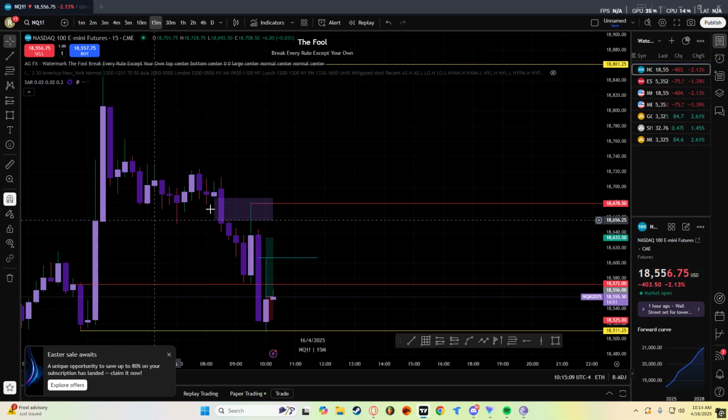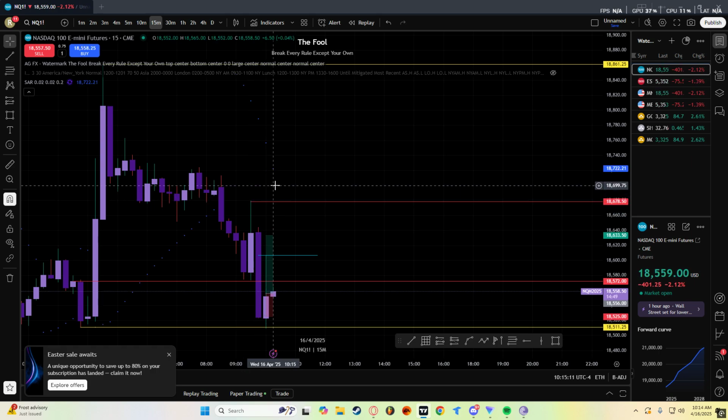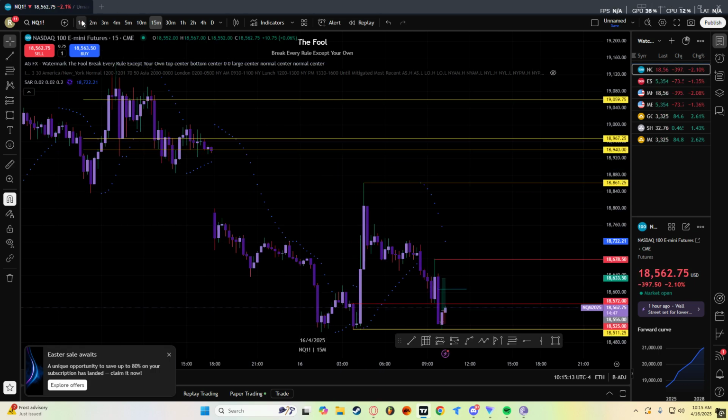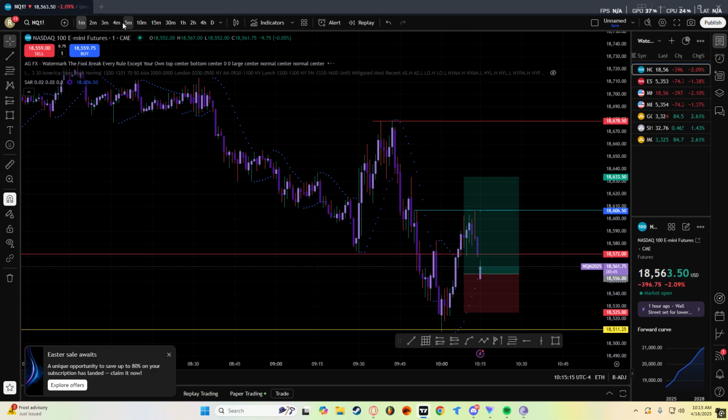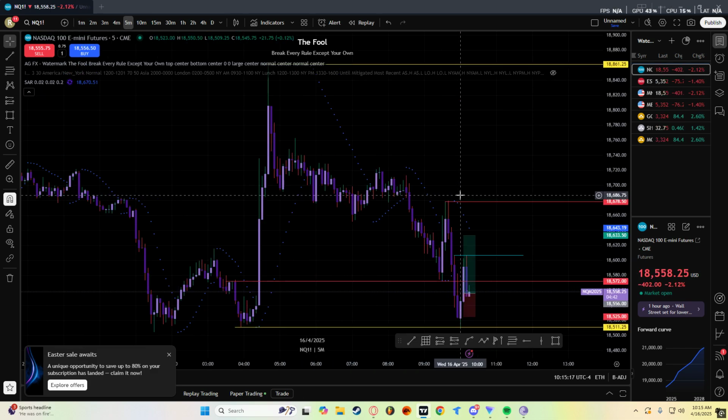So coming into the day, I was pretty bullish. Why was I bullish? We have this long wick right here. It looked really nice. It looked like news or something, but I don't think it was news.